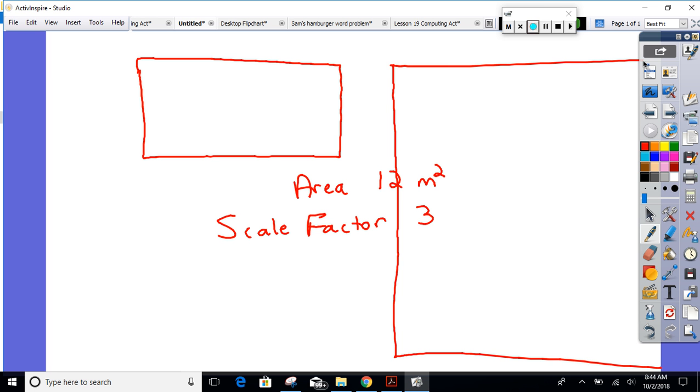Andrew? 36 meters. No? No, it would not be 36 meters. Because what did we just learn about the scale factor or the ratio of areas? Is it the same as the scale factor?